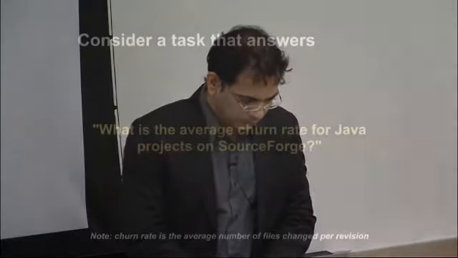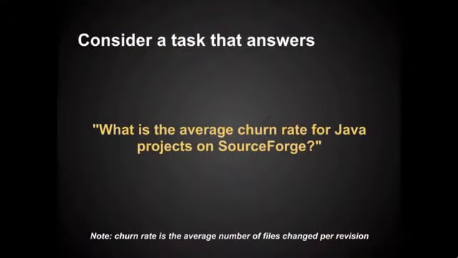So I'm going to pick one of these questions and explain to you what it takes to answer this question today. So here's this task. And this task is computing what is the average churn rate for Java projects on SourceForge. Churn rate is essentially the average number of files that are changed per revision.